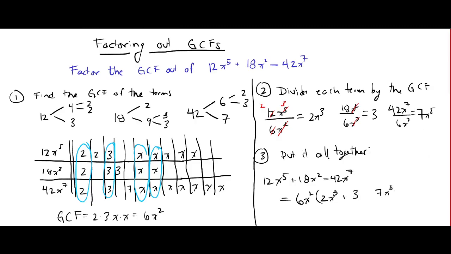But we're going to be very careful with this because there's a minus sign up here. So actually, maybe we should even have put this minus sign in there. So we remember, it's going to be minus 7x to the 5th. And if we distribute this, we're going to get the original polynomial back. So just as a reminder where all these pieces came from, 6x squared was our GCF. 2x cubed was the first quotient. 3 was the second quotient, and negative 7x to the 5th, that was the third quotient.